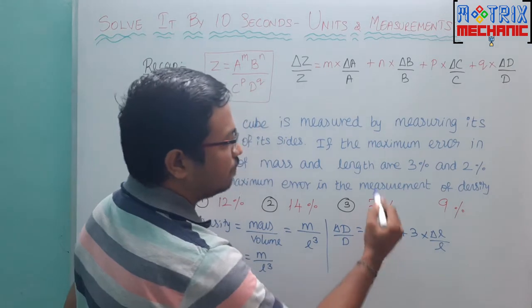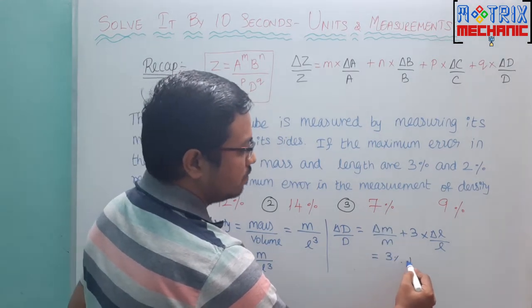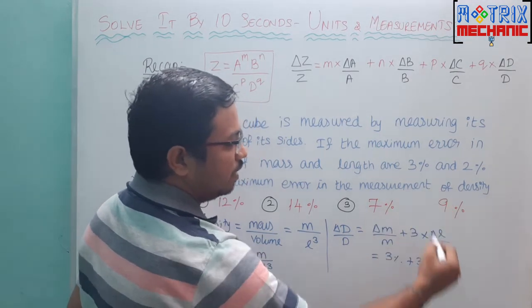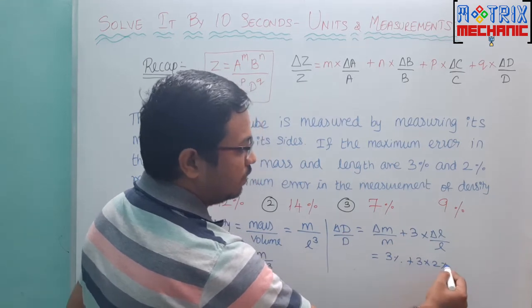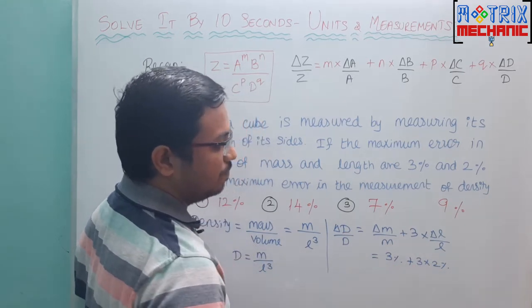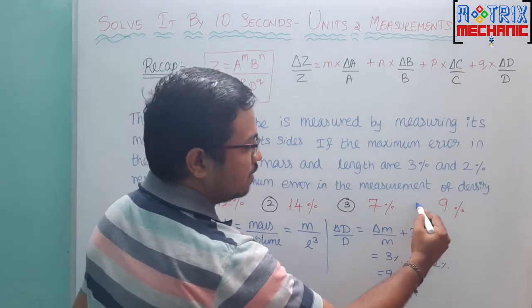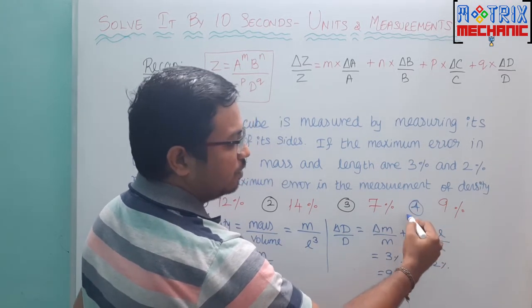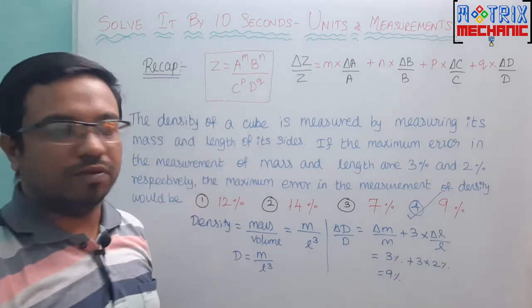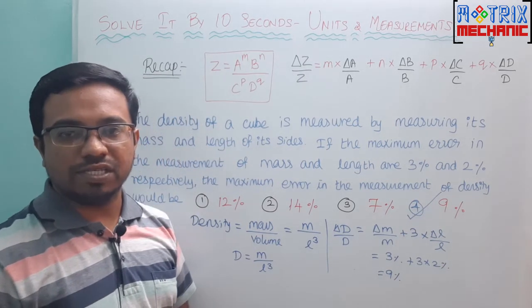So the error of mass is 3% plus 3 into the error in length which is 2%. 3 twos are 6, 6 plus 3 will be 9%. So the answer is 9%. I forgot to put this one, the fourth option. 9% is our answer, okay.